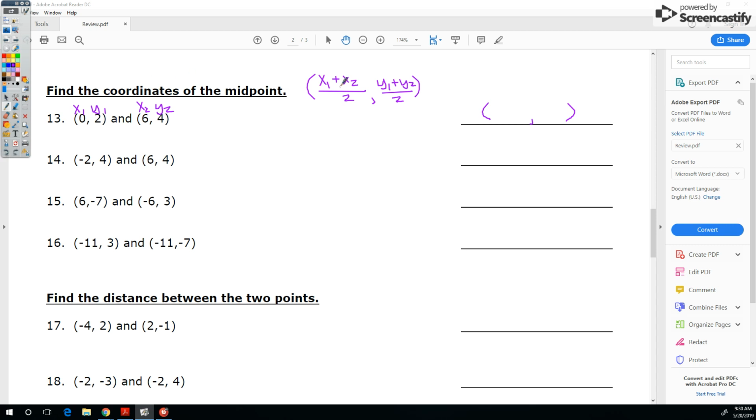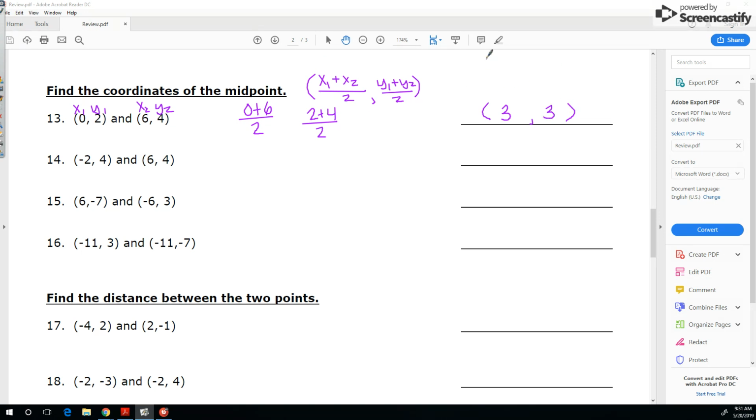Okay, so I left off talking about this midpoint formula. We add our x's together and divide by 2. We add our y's together and divide by 2, and we write our answer as an ordered pair. So plugging in our x1 and x2, that is 0 plus 6, which is 6, and 6 divided by 2 gives me 3. For my y's, I have 2 plus 4, which is going to give me 6, so 6 divided by 2 is 3.